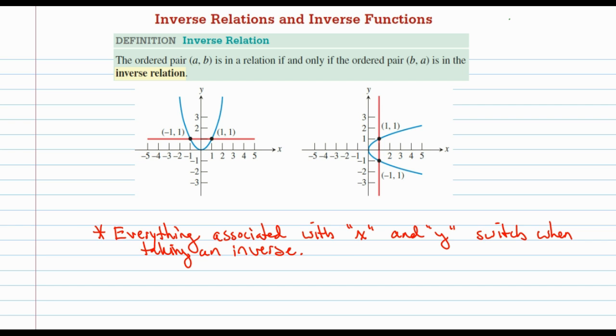So domain becomes range, range becomes domain. Horizontal asymptotes become vertical, vertical asymptotes become horizontal. The point 1 comma 3 becomes the point 3 comma 1. Everything switches.